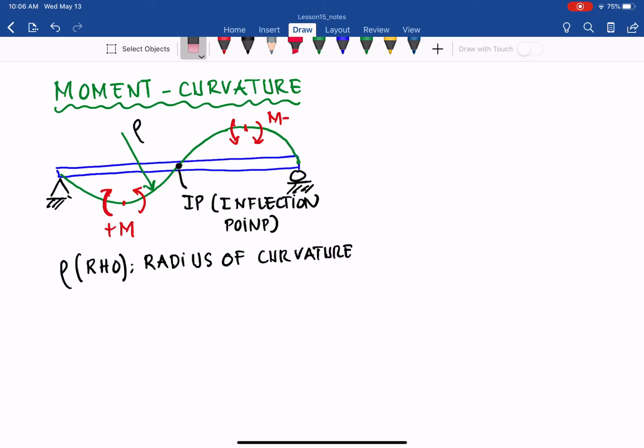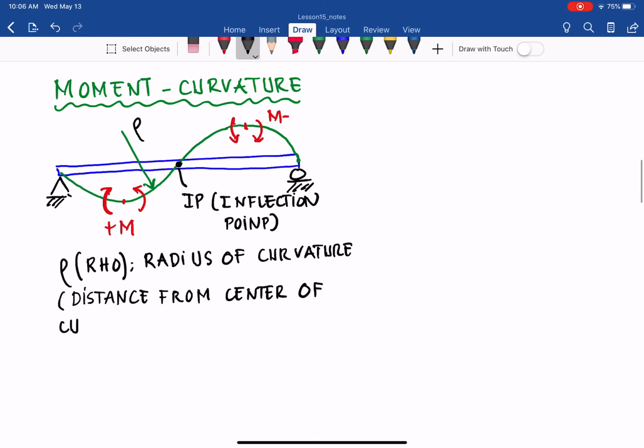So by definition, basically, this is the distance from the center of curvature to the neutral surface of the beam.